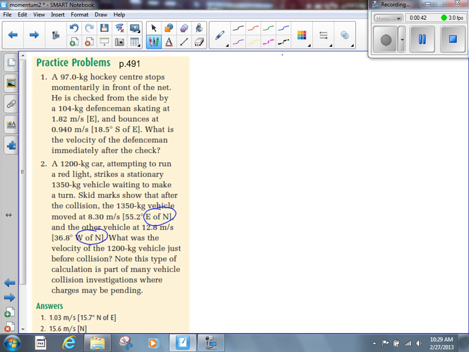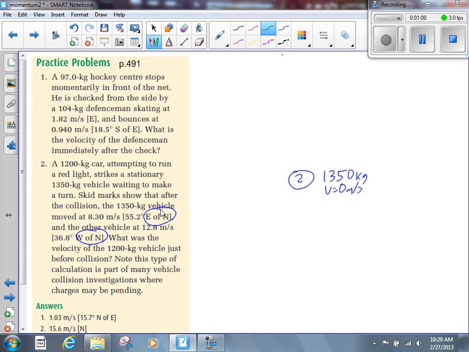We know more about after the collision than we do before the collision, but we do know that the 1,350 kilogram object before the collision, we'll call it object number 2, is at rest. So we'll say V is equal to 0 meters per second for that second object before the collision.